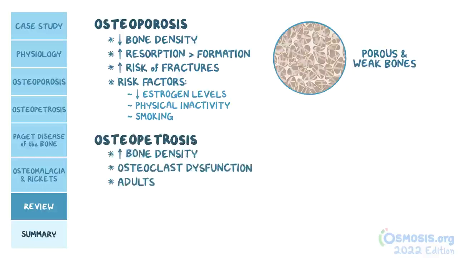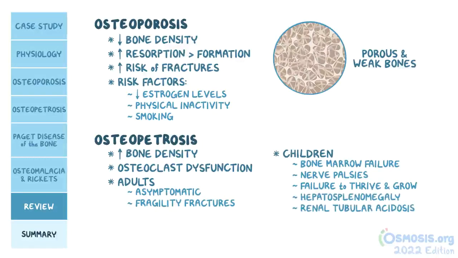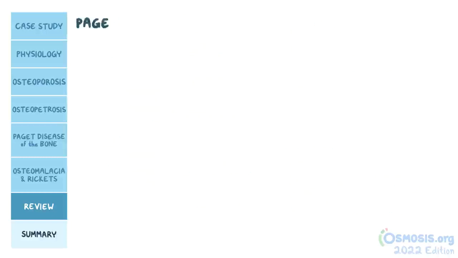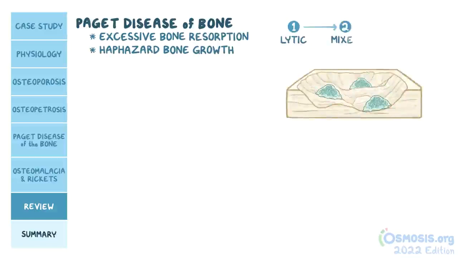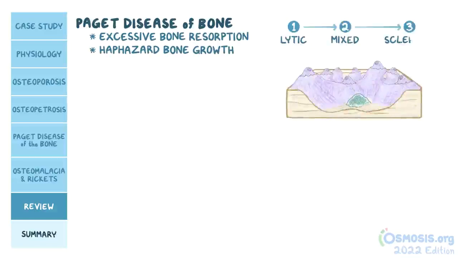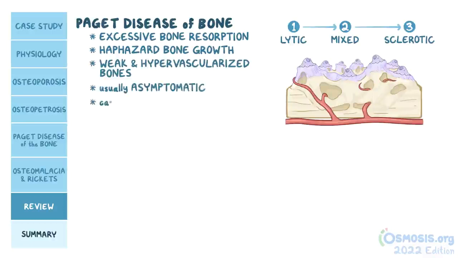In adults, it is mostly asymptomatic, but it can cause fragility fractures. In children, it can lead to bone marrow failure, nerve palsies, failure to thrive and grow, hepatosplenomegaly, and renal tubular acidosis. In Paget disease of bone, there's an excessive amount of bone resorption and haphazard bone growth. There's a lytic phase, a mixed phase, and a sclerotic phase, which result in weak and hypervascularized bones. Paget disease of bone is usually asymptomatic, but can result in misshapen bones that cause fragility fractures and lead to nerve compression.